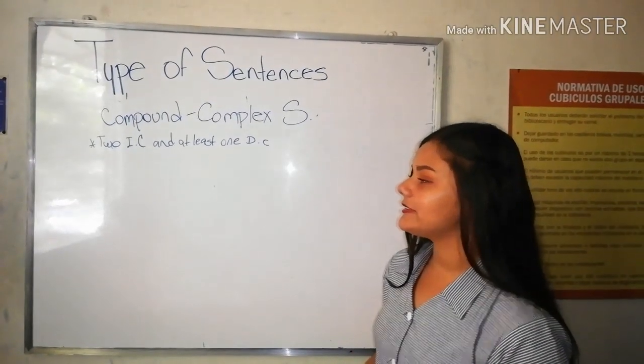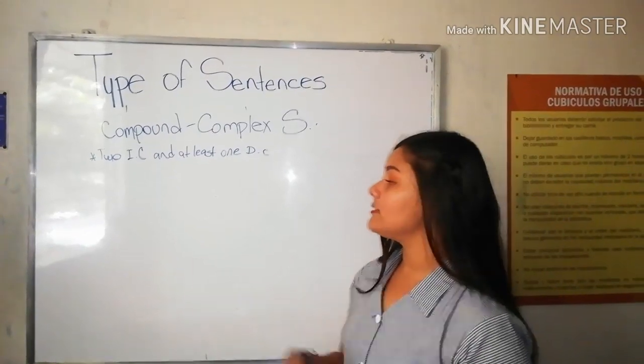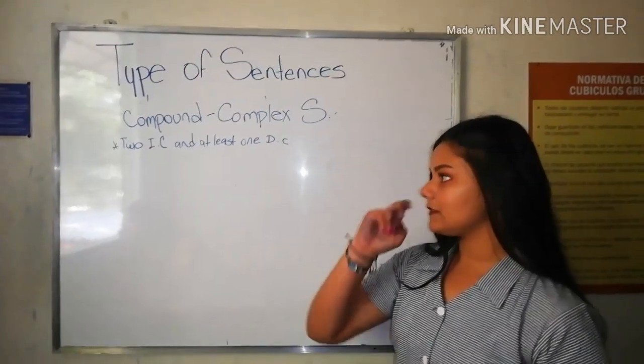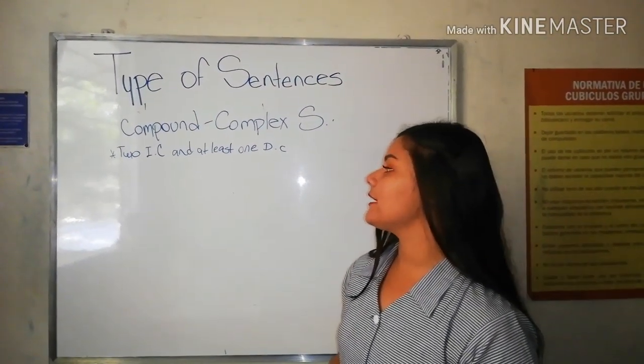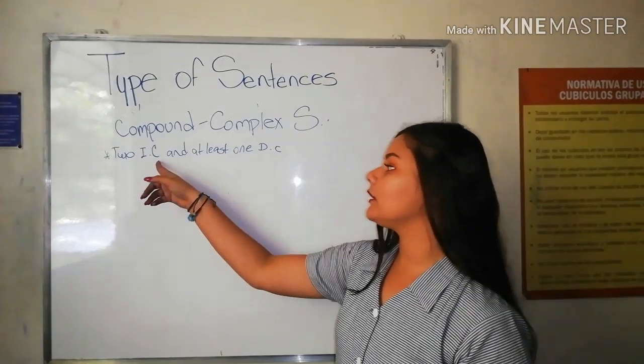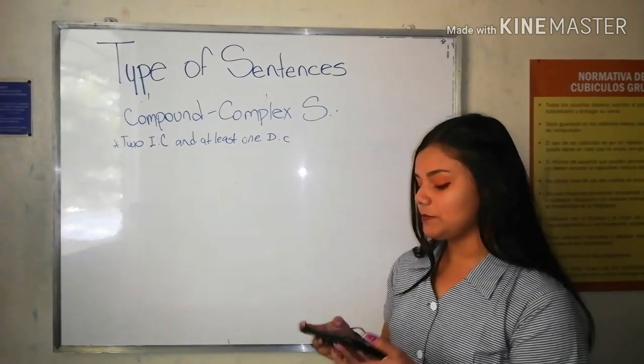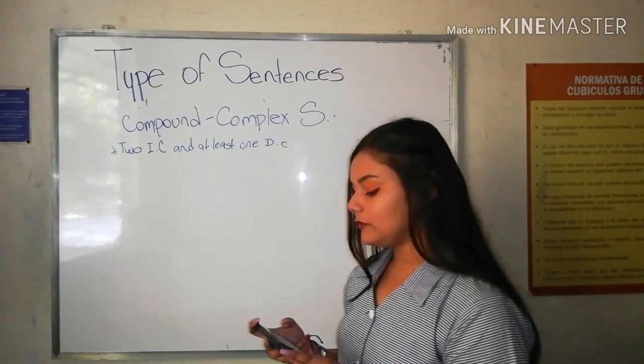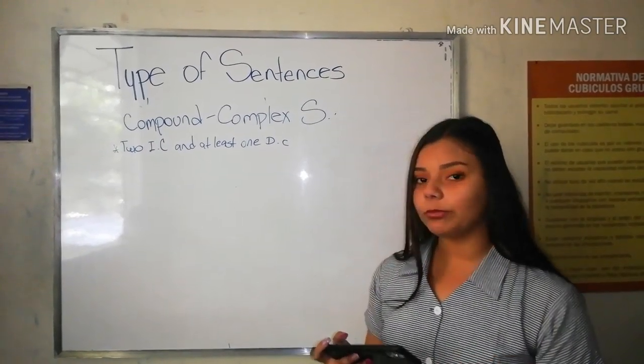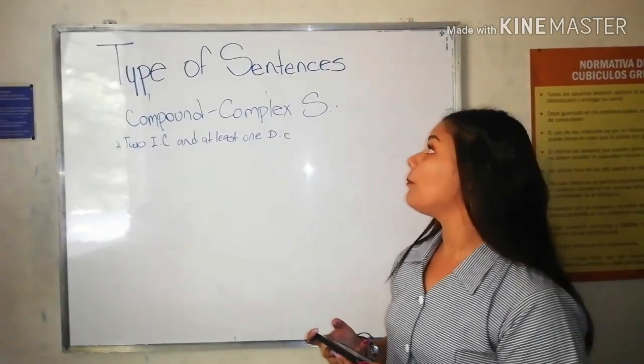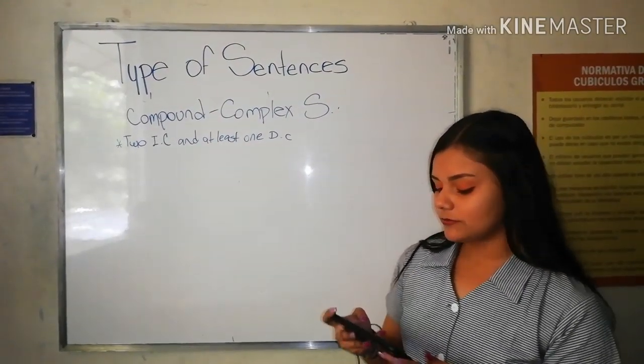Now I'm going to explain a little about compound-complex sentences. Compound-complex sentences have two independent clauses and at least one dependent clause. A compound-complex sentence combines complex sentence and compound sentence forms.